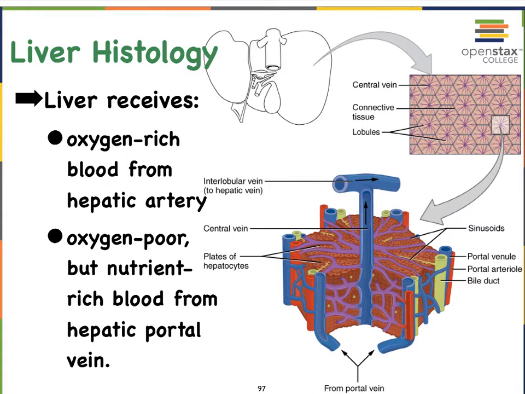At each corner of our hexagon, we have this triad, meaning we have 3 different types of structures. We have one structure that is a little branch of the hepatic portal vein, so we can call it a portal venule. That's the blue one. On the other hand, in the red, we have a little branch of the hepatic artery, so we'll call it the portal arteriole, or I've even seen it being called the hepatic arteriole. And then we have a bile duct.